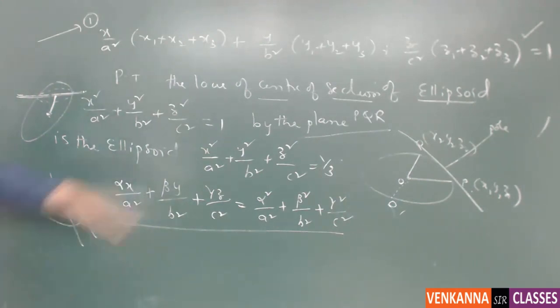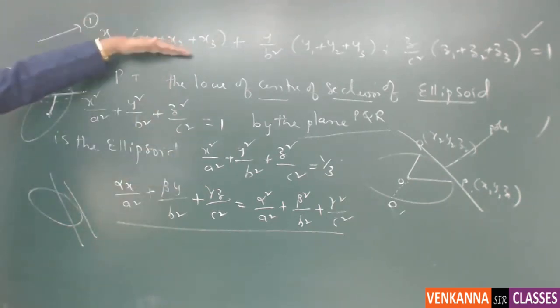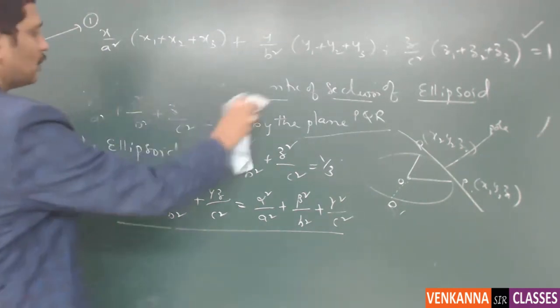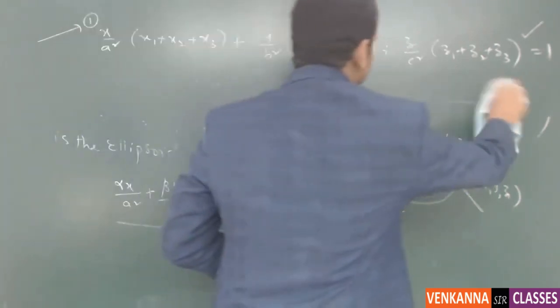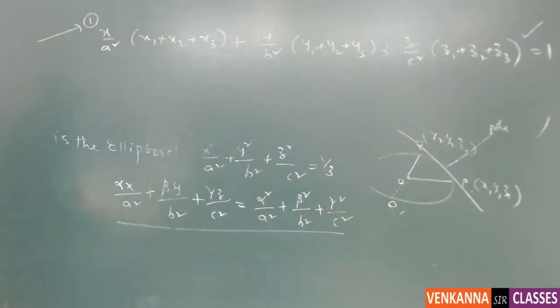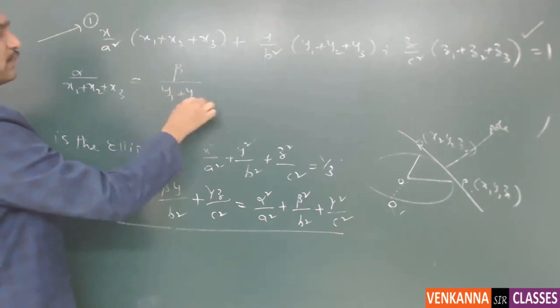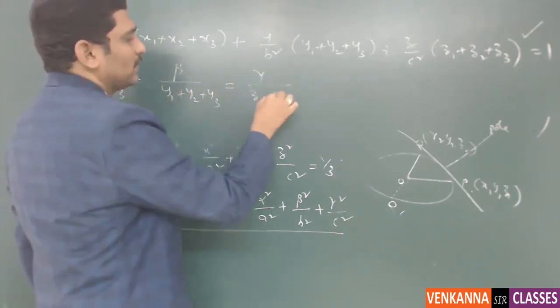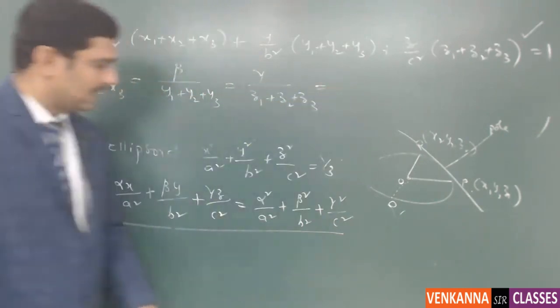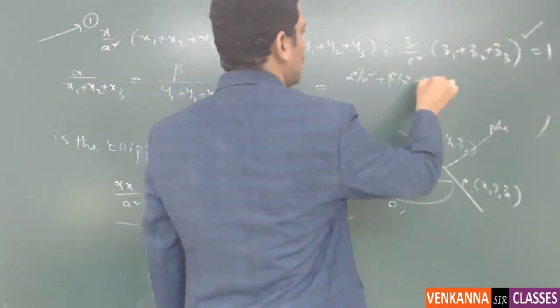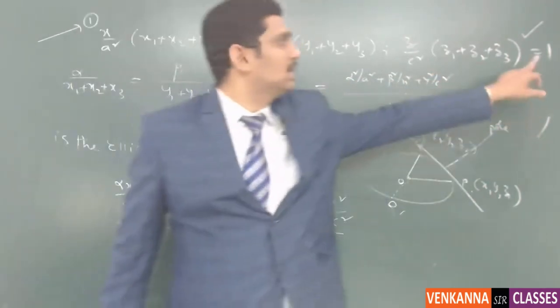Right. Now let us compare the two plane equations just like the previous problem. This is the plane, this is the plane. Let us compare the respective coefficients there. What happens? I am going to compare the coefficients in the respective plane equations. So it is nothing but alpha by x1 plus x2 plus x3 is equal to beta by y1 plus y2 plus y3 is equal to gamma by z1 plus z2 plus z3 is equal to, on the right side, this constant: alpha square by a square plus beta square by b square plus gamma square by c square, whole by 1. This is the constant 1 here.